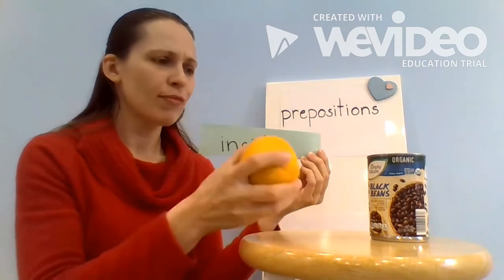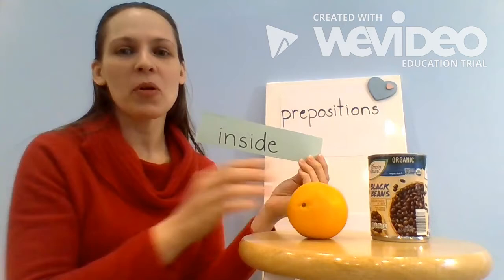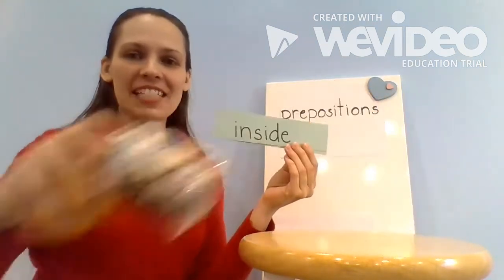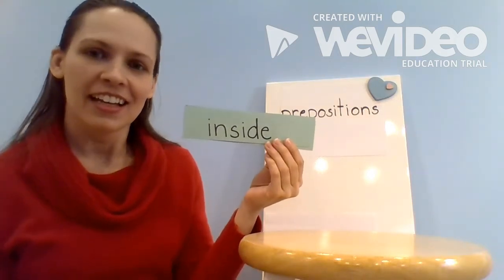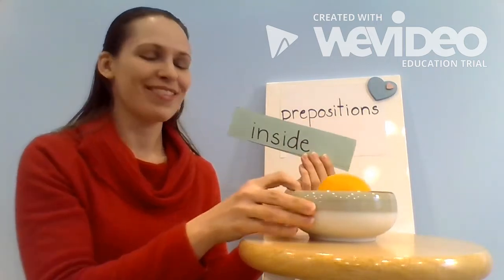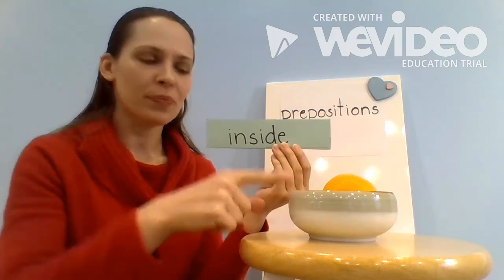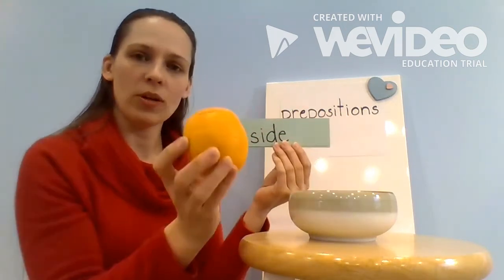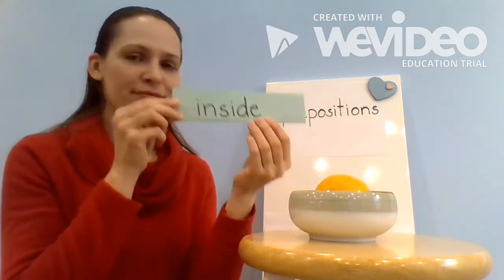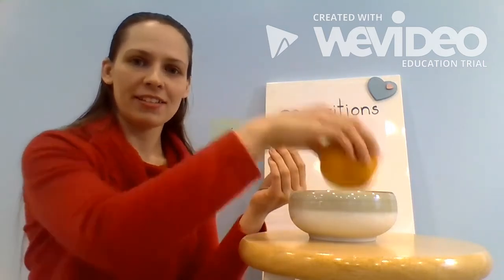Inside. I can't get the orange inside. So I'm going to use a different example for inside. I'm going to take these away, and actually, let's use the bowl and the orange. Now, the orange is inside the bowl. Okay, so here's the bowl, orange, inside. Okay, the orange is inside the bowl. So inside, it has to go into it. Now it's inside.